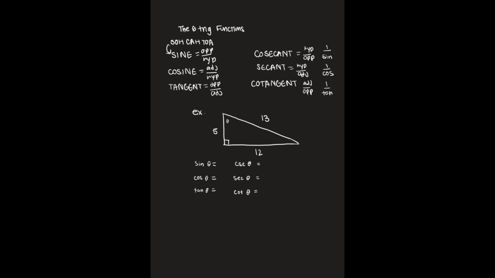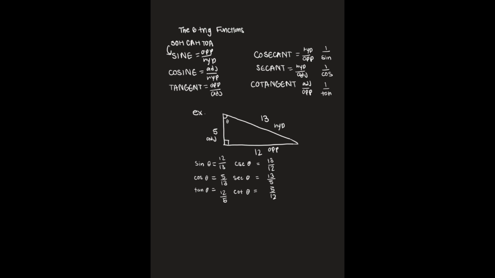So looking at the sine in this, the angle is right here. So we have our opposite side, our hypotenuse, and our adjacent right here. So this would be 12 over 13. The cosine would be 5 over 13. And the tangent would be 12 over 5. Now looking at the cosecant, it would be flipped. It would just be 13 over 12, 13 over 5, and 5 over 12.